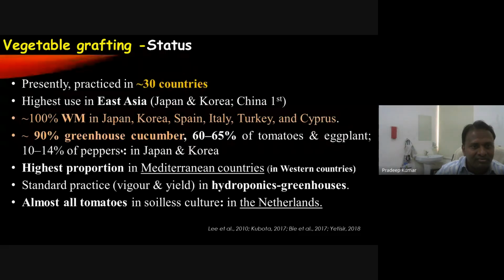And 100% of watermelon in Japan, Korea, Spain, Italy, Turkey, and Cyprus is grafted only. You cannot see otherwise in the Mediterranean region of Europe. I've seen in Cyprus, in Tunisia, in Israel, and in Spain, Morocco, everywhere, particularly watermelon, 100% is grafted only, even in Japan, Korea too. And almost 90% of greenhouse cucumber in Japan and Korea is grafted. And almost 100% of tomato plants in the Netherlands, Sweden, Germany are grafted only.